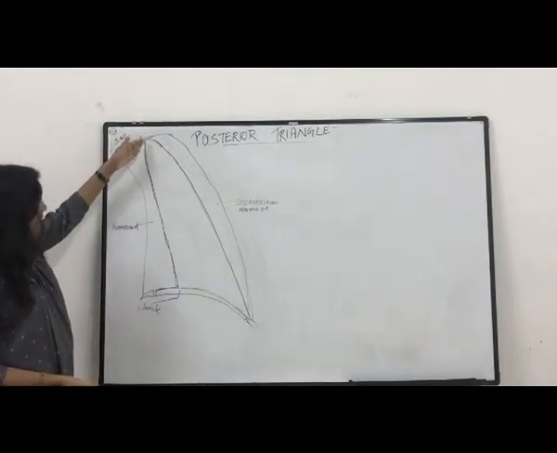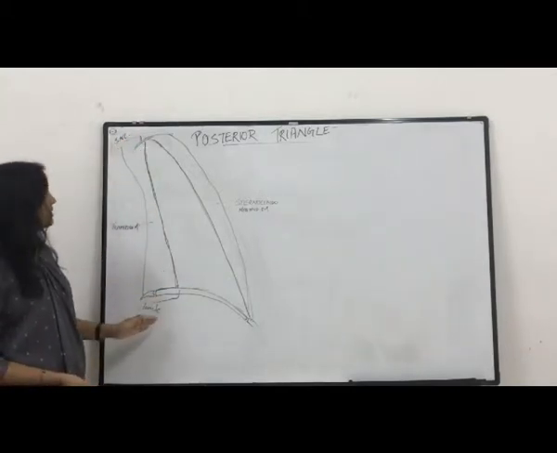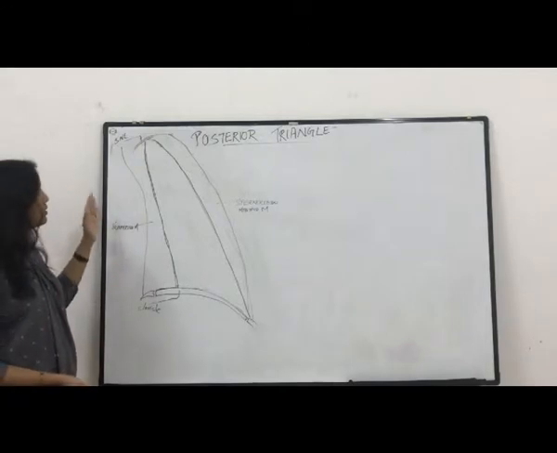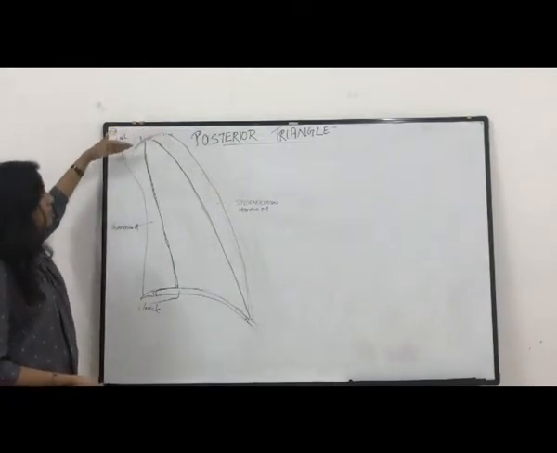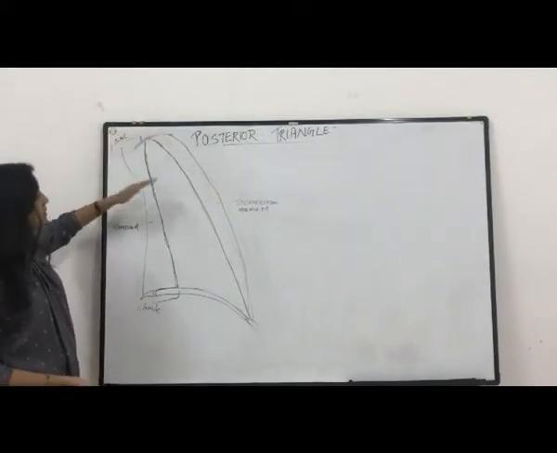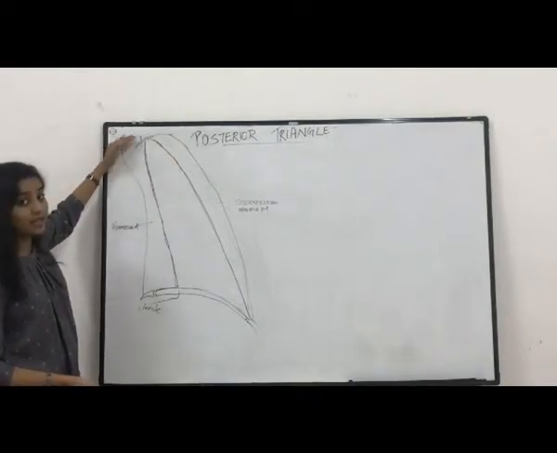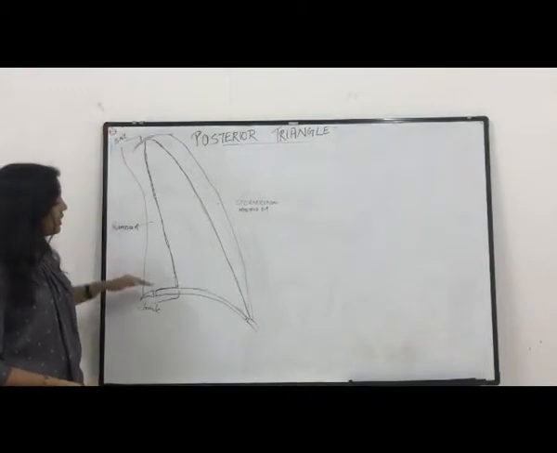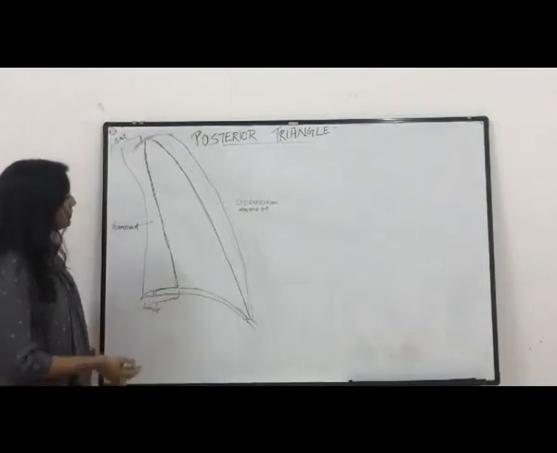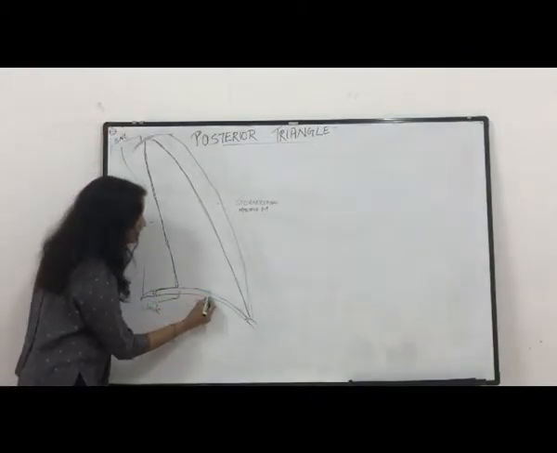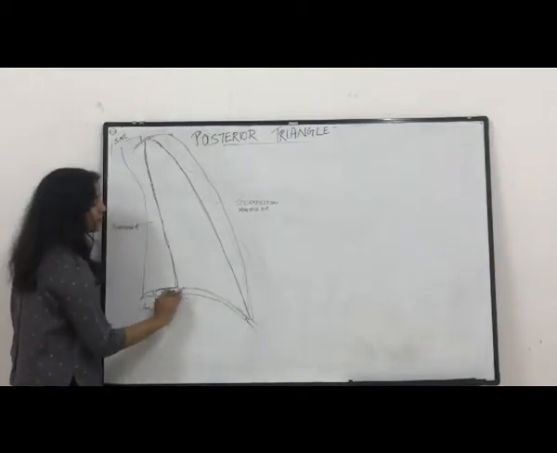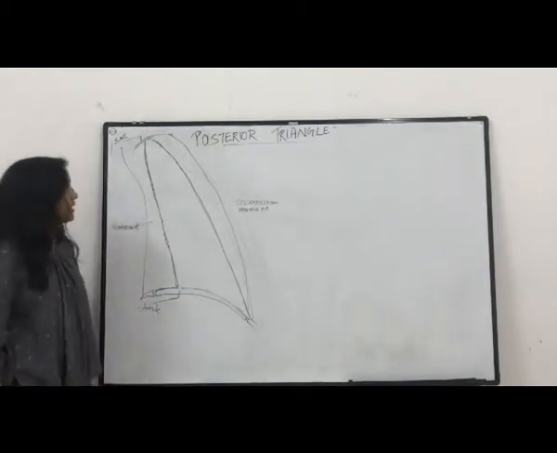So once again, the posterior border of the sternocleidomastoid forms the anterior boundary. The anterior border of the trapezius muscle forms the posterior boundary. The superior boundary or the apex is formed by the meeting point of sternocleidomastoid and trapezius muscle onto the superior nuchal line of the occipital bone, and the inferior boundary is formed by the superior aspect of the middle third of the clavicle.